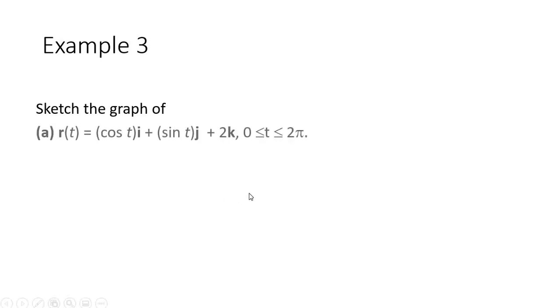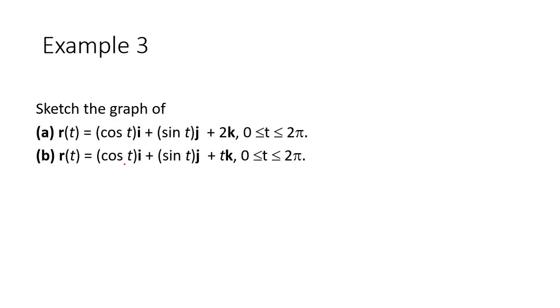Example: sketch the graph of r. This is in 3D. r(t) equal to cos t i plus sin t j plus 2k, where t is from 0 to 2 pi. Here r(t) equal to cos t i plus sin t j, however, the component k is actually t for question B.